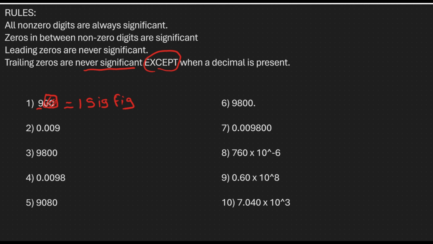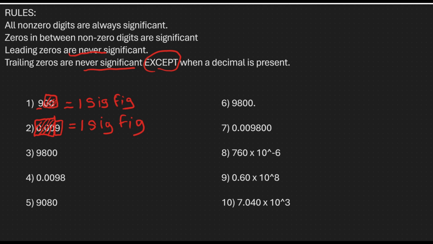Example number 2, we have 0.009. We know that these are the leading zeros. And rule number 3 says leading zeros are never significant. Therefore, these zeros are not significant, and all we look at is the 9, and this also has one sig fig.